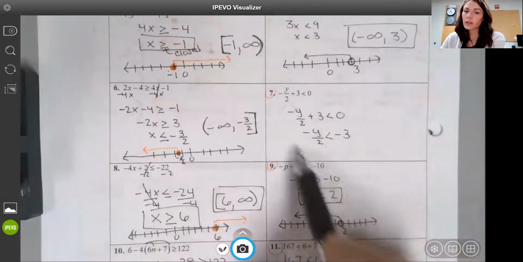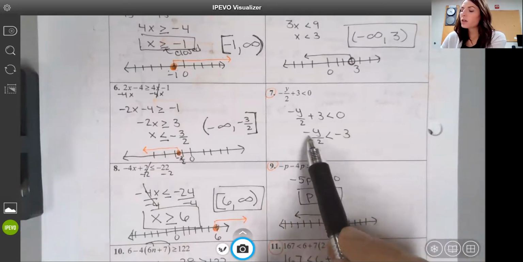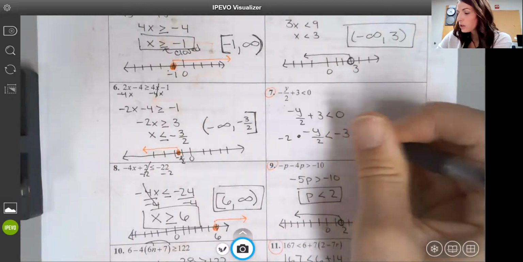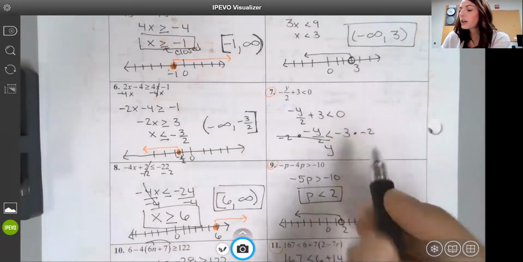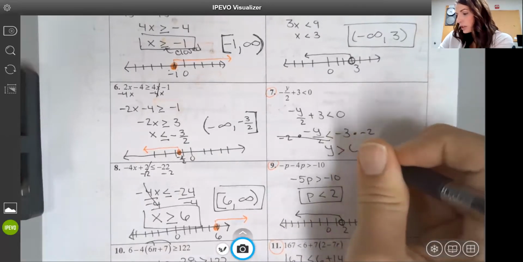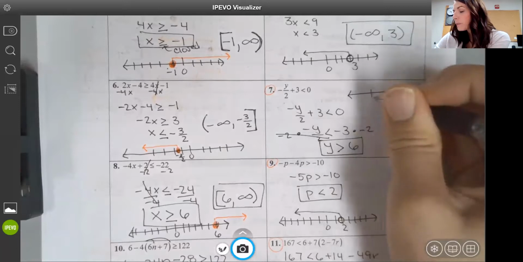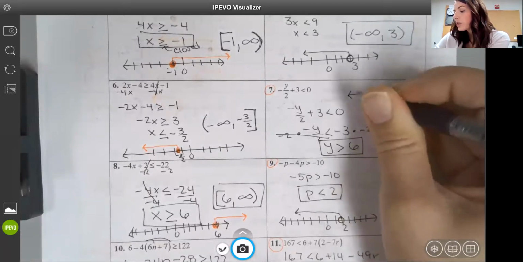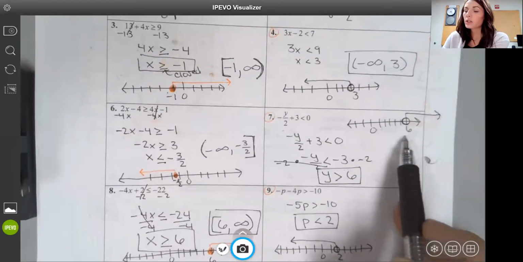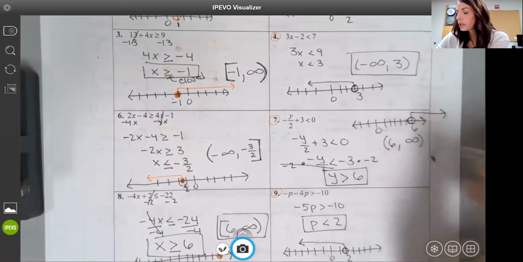I stopped on 7 because I thought some of you might be confused here. So I subtract 3. Then to undo this here, the opposite of dividing by 2 would be to multiply by 2. So I'm going to be multiplying by negative 2 here on both sides. I flip my sign if I multiply or divide by negative. So because I'm multiplying by a negative, you should flip your sign here. Gives you y is greater than 6. So on a number line, you should have an open circle at 6 and greater than because you flipped your sign, so going to the right. Interval notation would be 6, not including 6, to infinity.